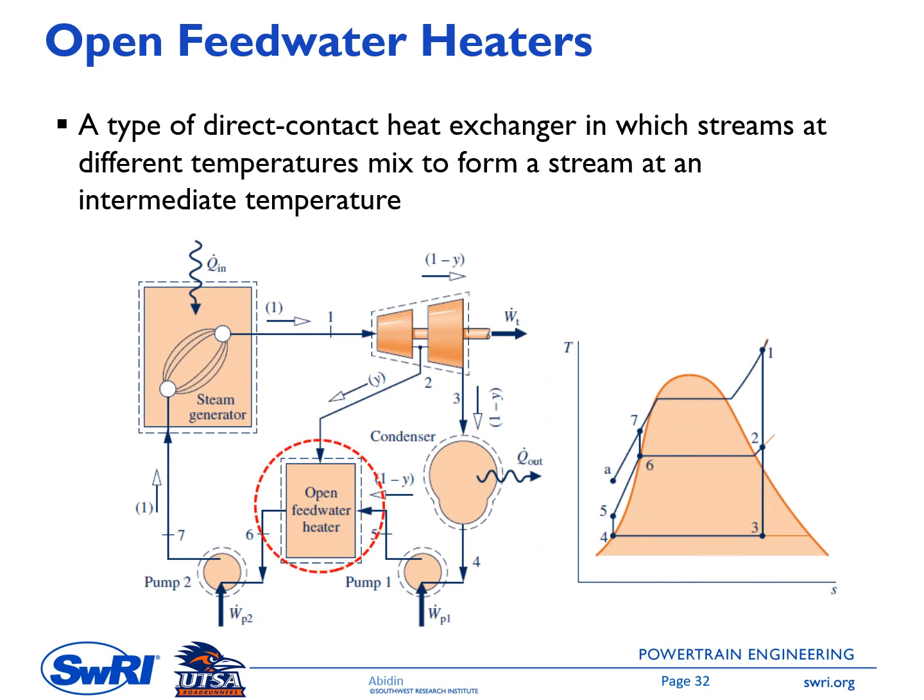Okay, there are two types of feed water heaters for this regenerative Rankine cycle. The first type is called open feed water heaters. This feed water heater is a type of direct contact heat exchanger, so it means the inflow streams will mix and then exit at a single point. Once again, streams at different temperatures mix to form a stream at an intermediate temperature. In this case, this is the exit, point 6.